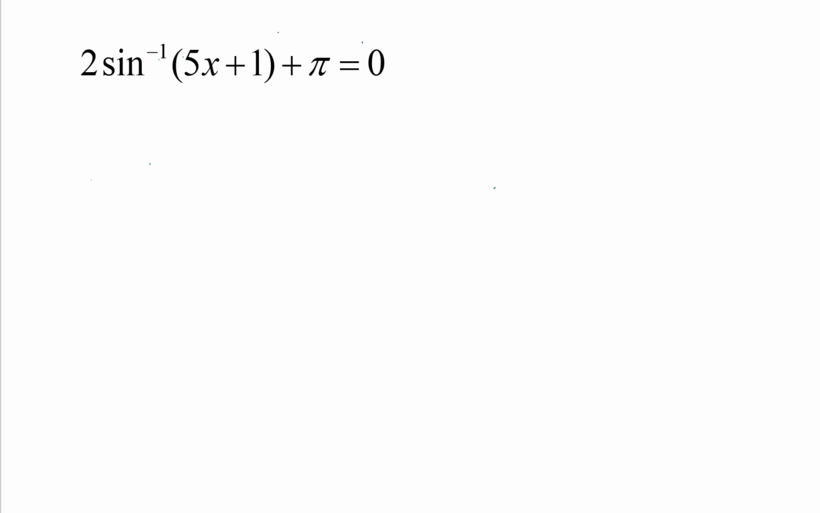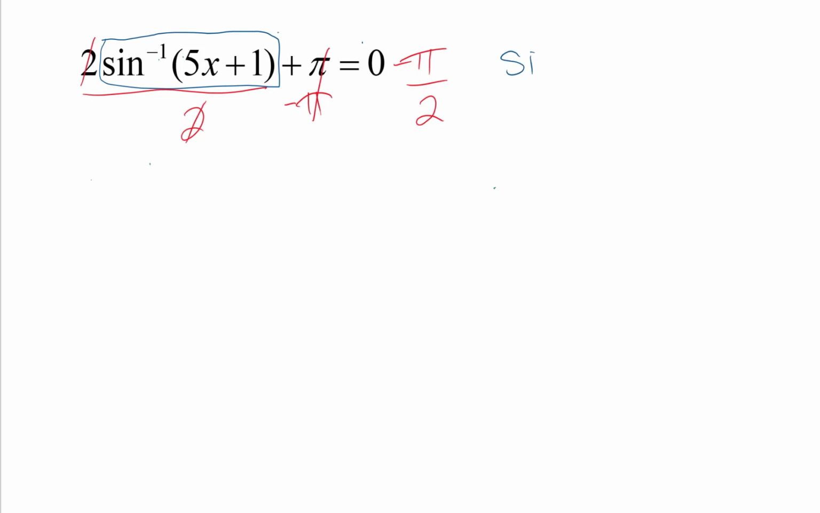Here we have an equation and it has an inverse trig function in it. The first thing I want to do then is isolate the inverse trig function. So as I'm looking here, I want to get this by itself. So first step to do that would be to subtract pi from both sides and then to divide both sides by 2. Now that I have that by itself, let's rewrite what I have.